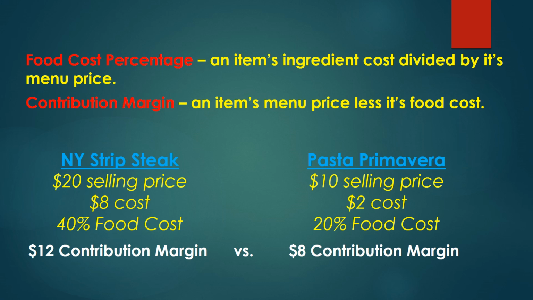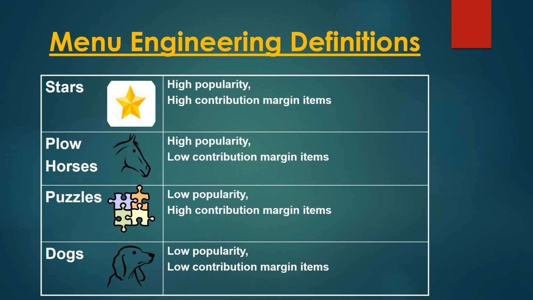So here are the menu engineering classifications and some of their definitions. We have stars, plow horses, puzzles, and dogs. Those are the four. And stars, love them. Very popular. Everybody likes them, and they make us a lot of money. Whereas on the opposite end are the dogs. Not very popular. They don't make us any money. And in the middle, we have plow horses. Popular. Don't make us much money. Puzzles. Not popular, but they do make us money.